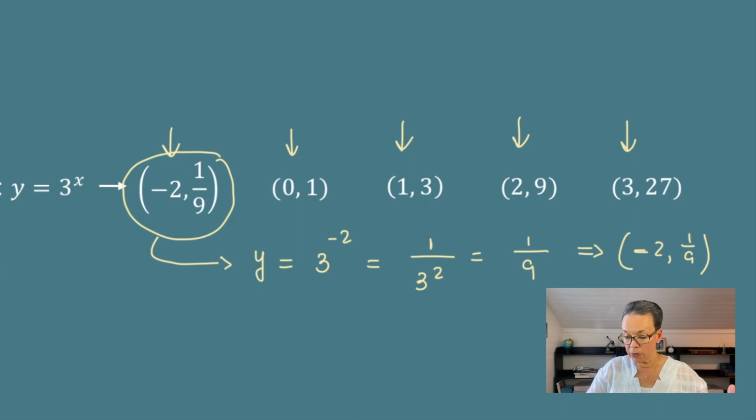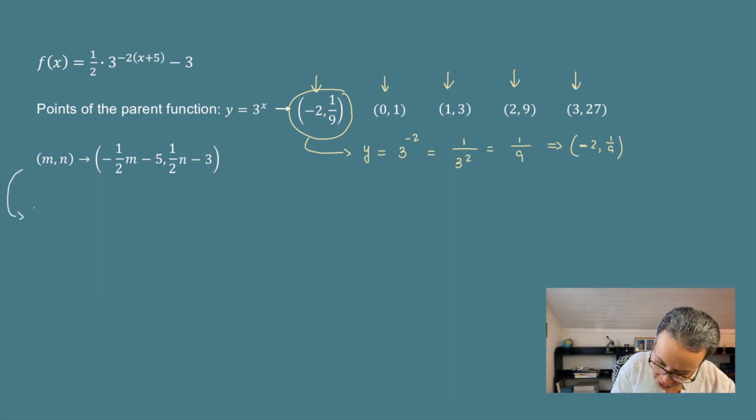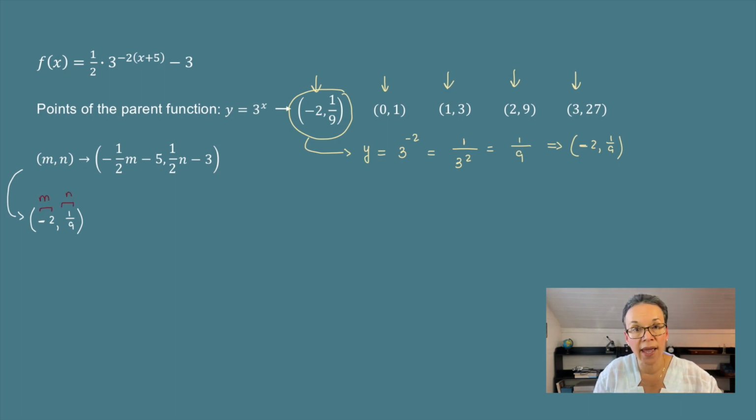And what I want to do now is to figure out, well, what is the image of this point? Under my transformations, where will this point land? And it's going to land on the new graph. So I want to find the new point. In order to do that, I will show you how to apply now this formula right here to get the image of -2, 1/9. So let's go ahead and do that. So here, starting then with -2, 1 over 9. And I want you to think of -2 as m, 1/9 as n.